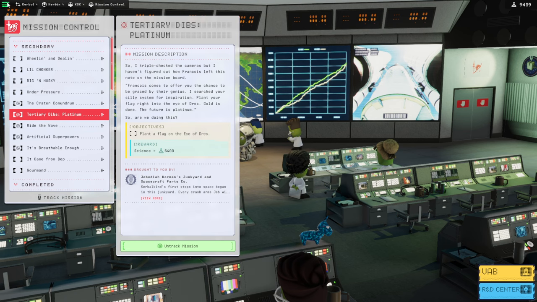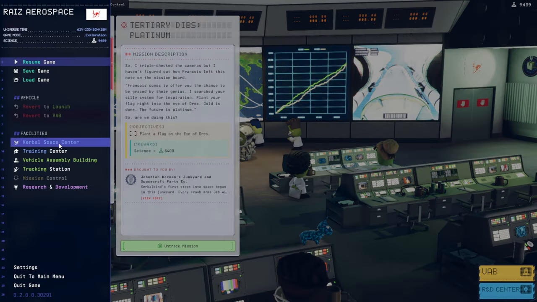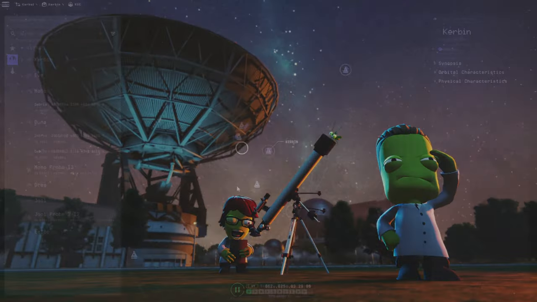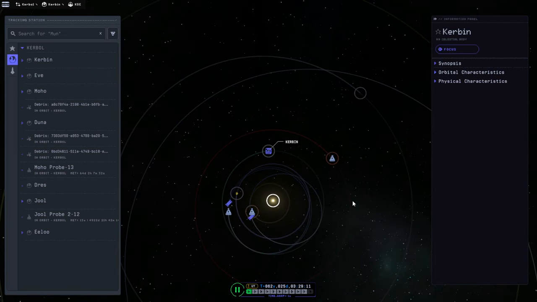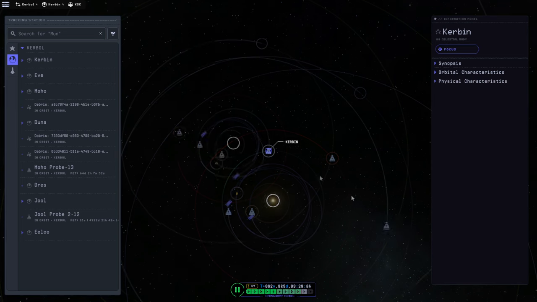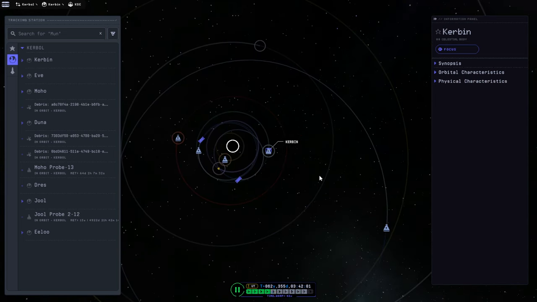So, Dres has to be 82 degrees ahead of Kerbin in order for us to transfer over there. So, let's take a look. Dres is back there. It's behind. Well, we're just gonna time warp. Right about there looks good.